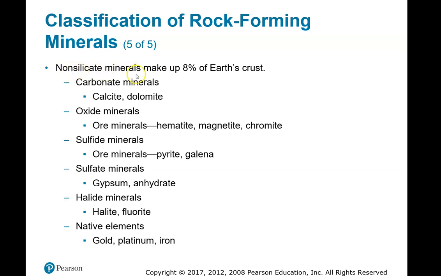So the non-silicate minerals that only make up roughly 8% of the Earth's crust are carbonate minerals, calcite and dolomite, and oxide minerals. So these are the type of ores: hematite, magnetite. Magnetite's actually really important because that's actually how we humans originally figured out there was this thing called magnetism. All right, and chromite.